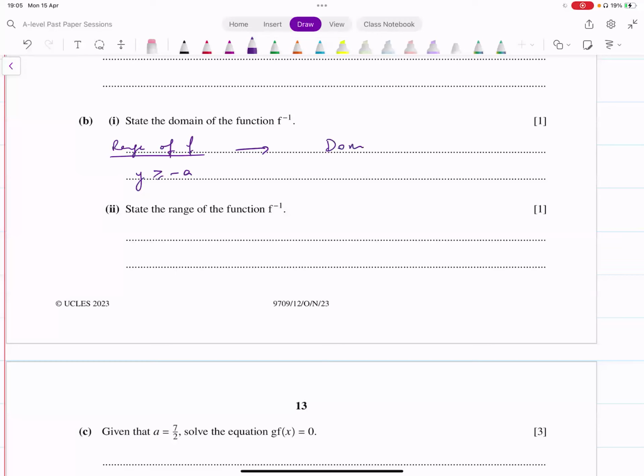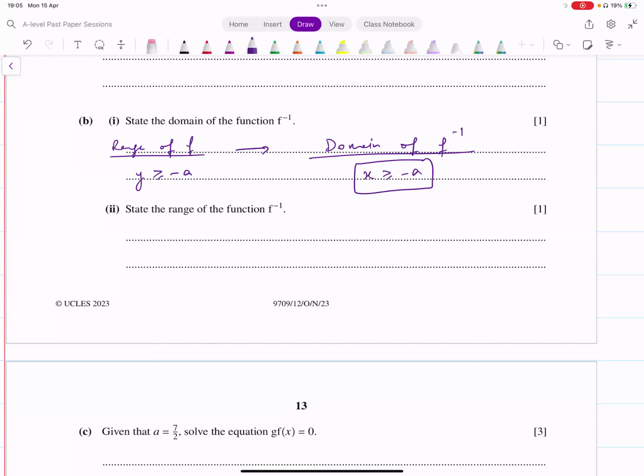what about the domain of f inverse? Domain of f inverse is going to be x greater than or equal to minus a. Remember, for domain, you always have to use x, right? So it's x greater than or equal to minus a. Is that okay?